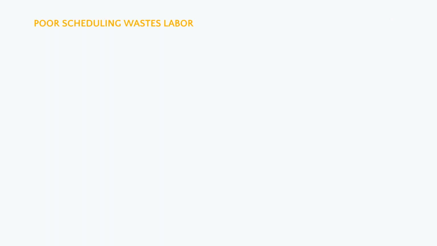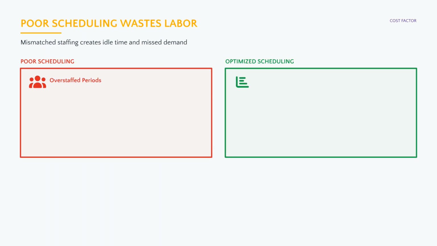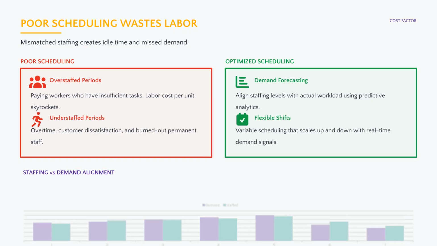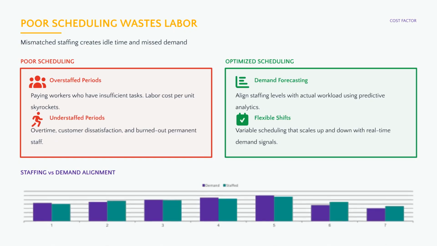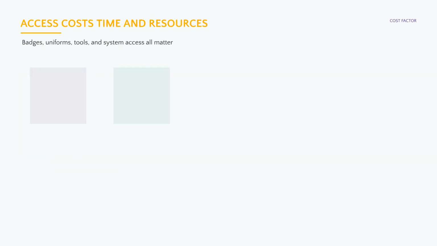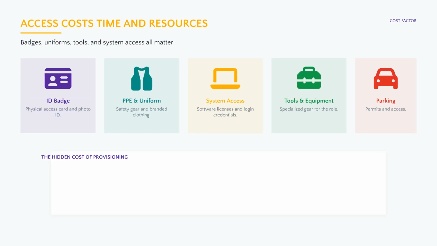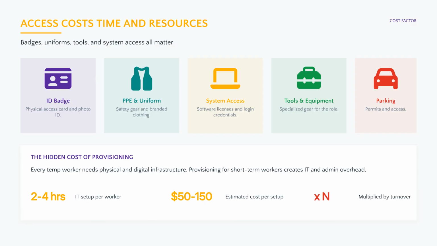Poor scheduling wastes labor through mismatched staffing, causing both overstaffed periods with idle time and understaffed periods, leading to overtime and customer dissatisfaction. Access costs time and resources for every temp worker, including provisioning physical badges, PPE, system access, and permits. This creates significant IT and administrative overhead, multiplied by turnover.